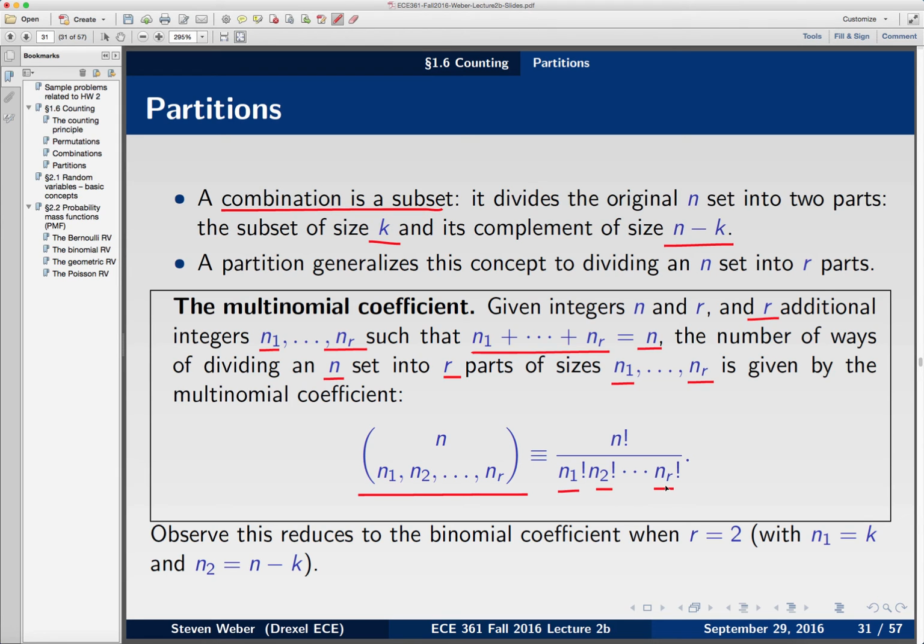Before doing an example, let's consider the special case where r equals 2. If I'm dividing an n set into r equals 2 parts, that's the same as when I was discussing combinations. I'm forming a subset and its complement. Specializing this definition to r equals 2, I'm going to recover the definition of the binomial coefficient because I will have n factorial in the numerator, n1 factorial will be k, and n2 factorial must be n minus k.